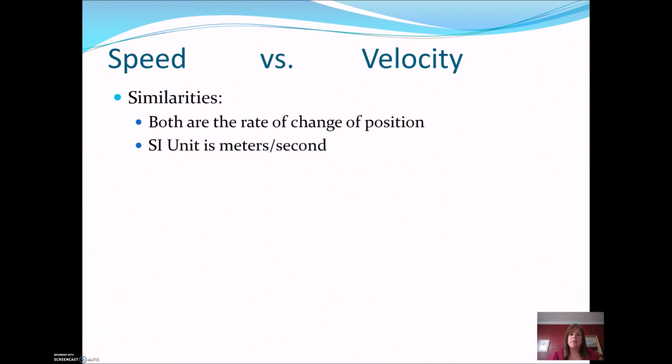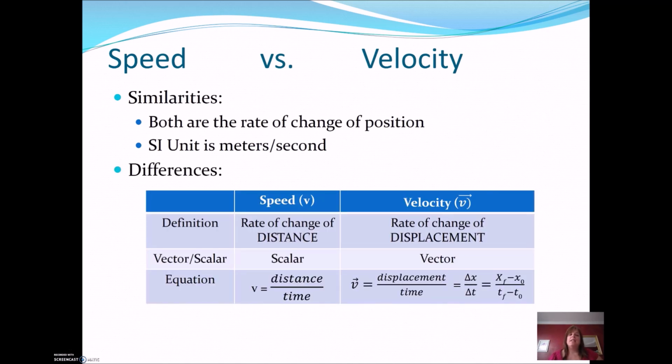or kilometers. What's different about them is that speed is the rate of change of distance, so that total path over time, whereas velocity is the rate of change of displacement. So it's the final minus the initial. Also notice from a symbolic standpoint, they're both V's, but velocity again has that vector arrow. And I'm going to just apologize now. There are times where I will be talking about velocity and I'll make the symbol V and I won't put an arrow above it. So sorry.